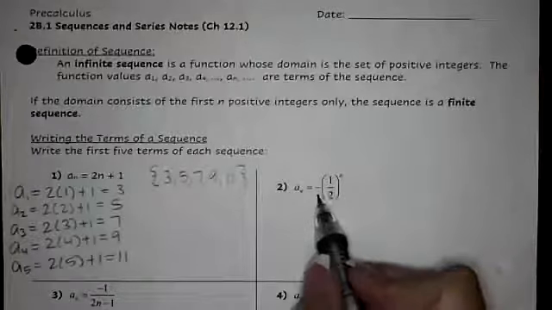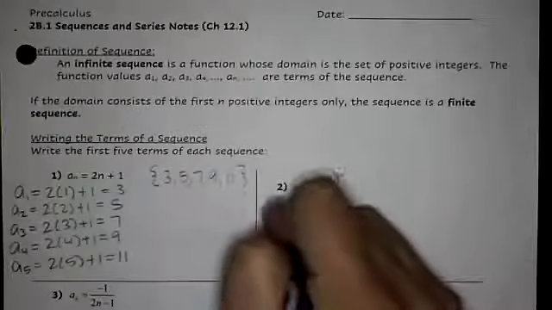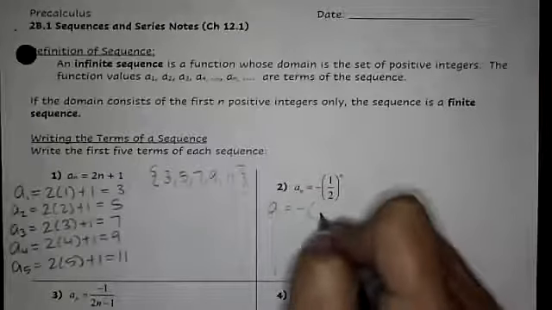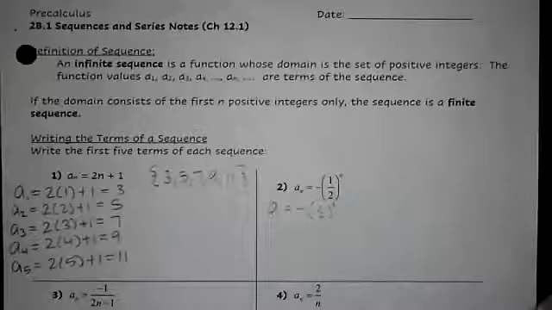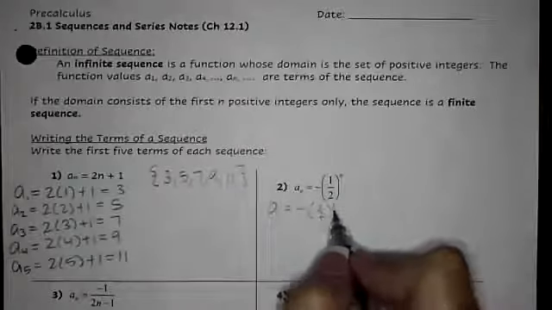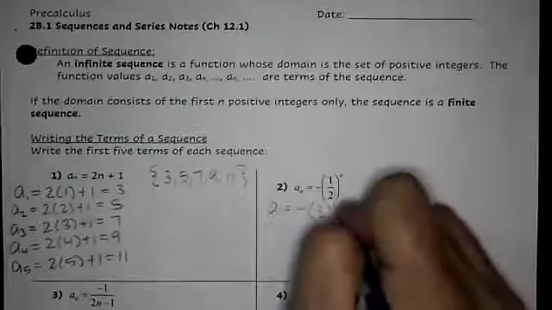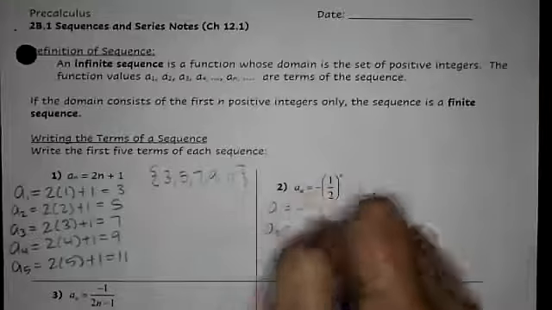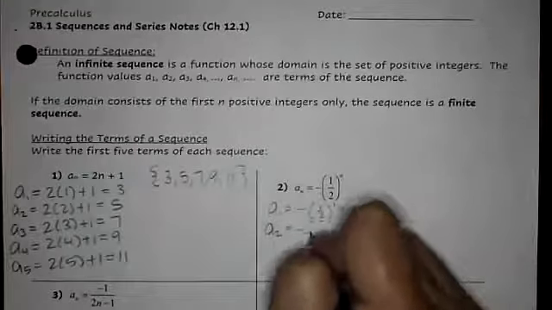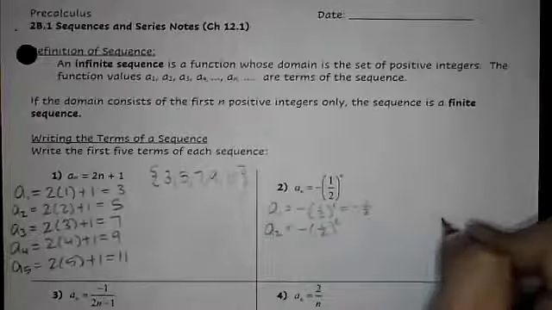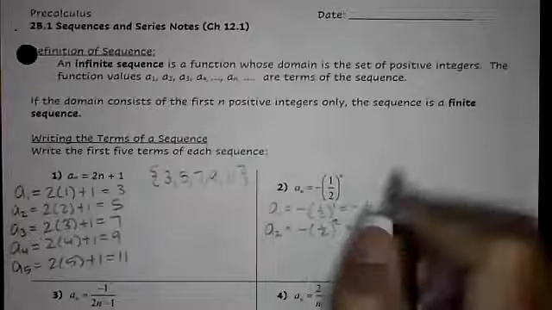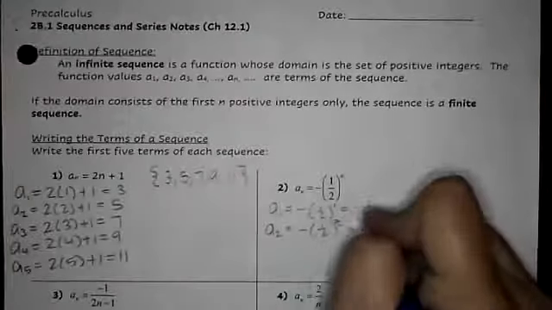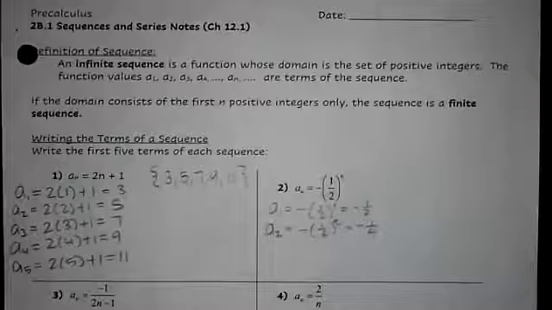On this second one here, we have negative 1/2 to the n power. Again, to find our first term, I take positive 1 and I plug it in the place of the n. So I get negative 1/2 to the 1 power, which is negative 1/2. For my second term, I'm going to do negative 1/2 to the second power. Order of operations tells us to do the exponent first. So 1/2 squared is 1/4 times a negative is a negative 1/4.